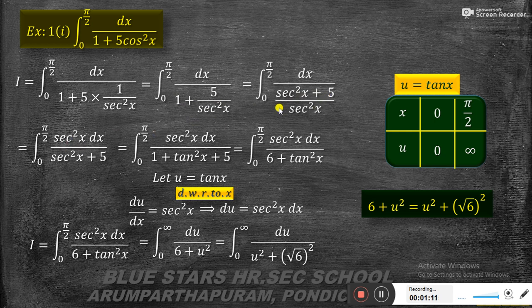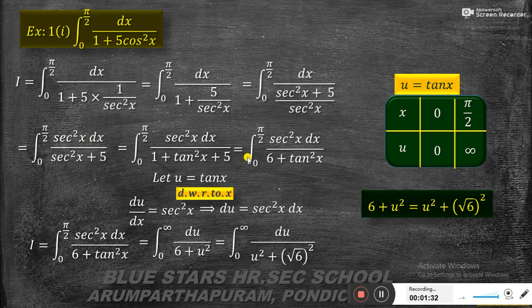In the next step, this secant square x you write in the numerator. So integral 0 to pi by 2 secant square x dx by secant square x plus 5. Secant square x you write as 1 plus tan square x, so 1 plus tan square x plus 5.